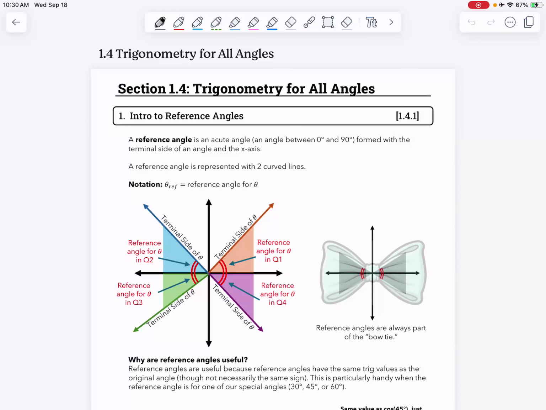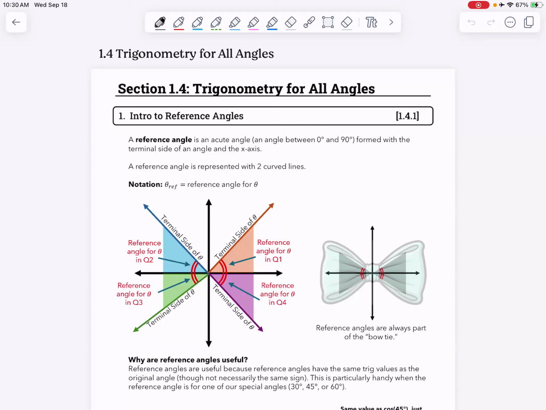Right, section 1.4, trigonometry for all angles. This is one of my favorite sections in trigonometry. It's taking everything we learned in sections 1.1, 1.2, 1.3 and combining it all together in this nice, neat little package, and it's usable in the future. So this is a really fun section for me, and I think if you let it be fun, it can be a lot of fun. So here we go. Let's get started.